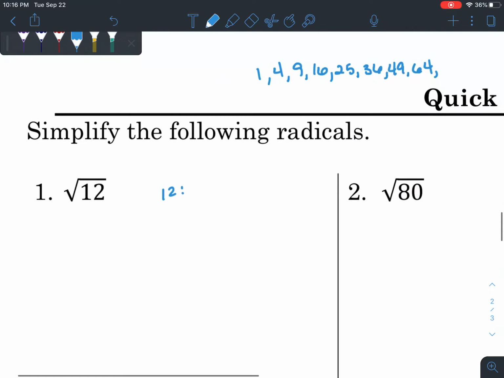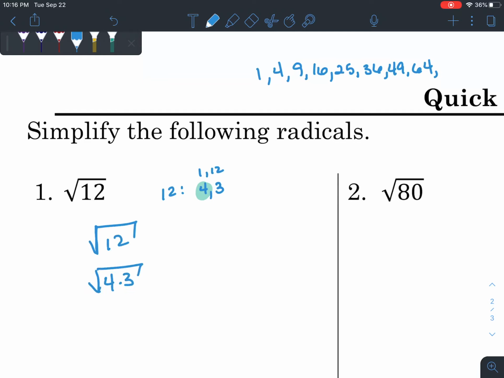So 12, looking at those perfect squares, right? Do any of those numbers go into 12 evenly? 4 does. 4 times what? Which is 3. So 1 goes into 12 also, so 1 times 12, so that's good. 4 goes into 12, 4 times 3. 9 doesn't go into 12, 16, and then we're done. Okay. Well, we know that 4 is a perfect square, so we can rewrite 12 as 4 times 3. Could break that up. Then we have 2 times radical 3.